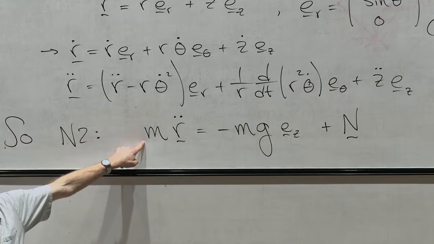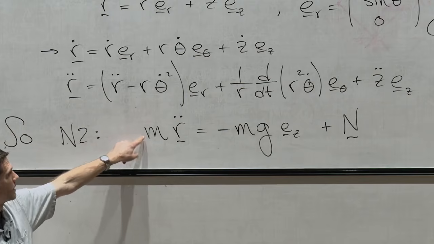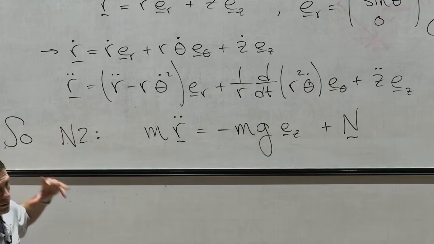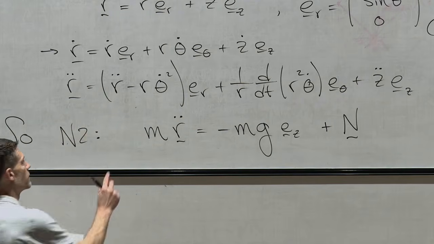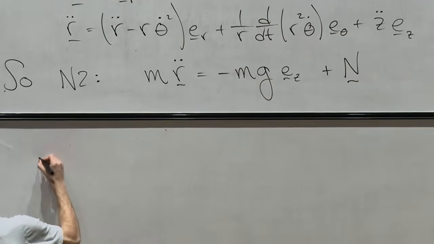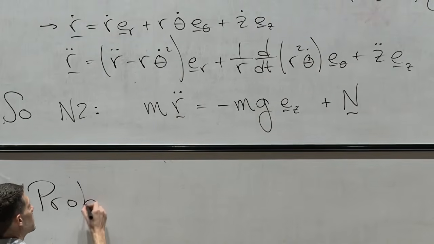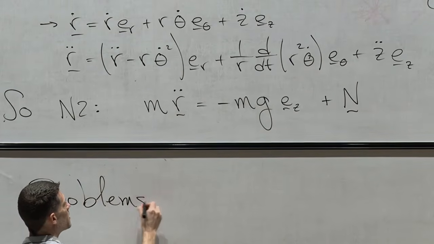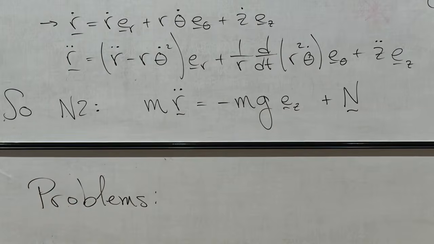So really the question is, what do I do with this? There are a couple of challenges. We want to list the aspects of this that make it hard to solve. One is I don't know N.